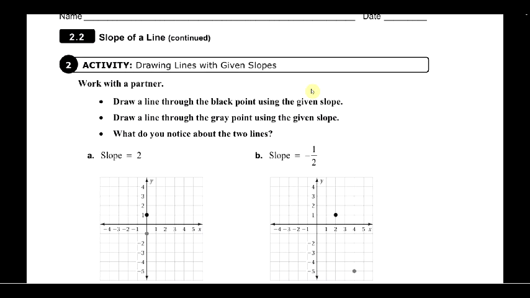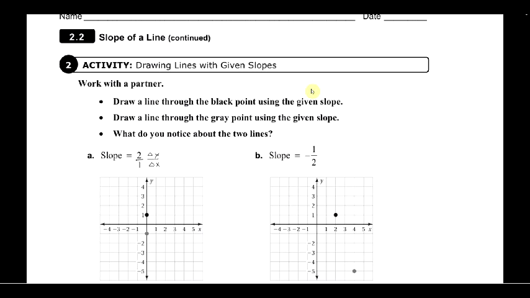Now with this fun activity, you are going to draw a line through the black point and draw a line through the gray point. You see how each of those have one gray, one black. However, you're going to use their slope. So I'll help you write these things out and to guide you. You can always assume that just a number is the same as a number over 1. So that your top is going to be your change in y over your change in x.